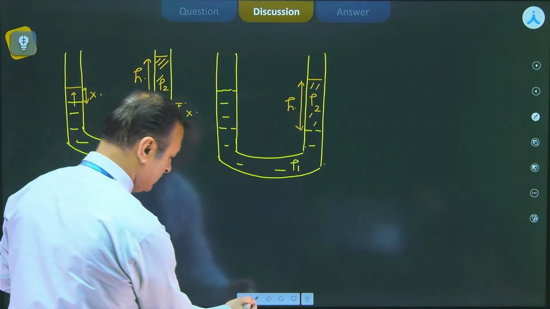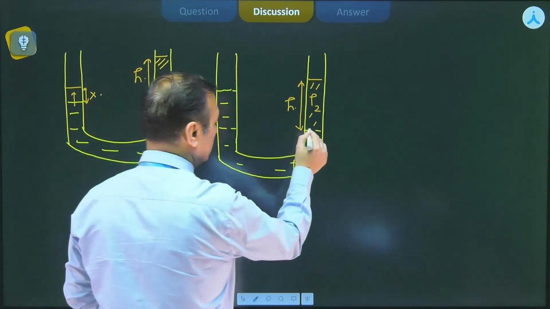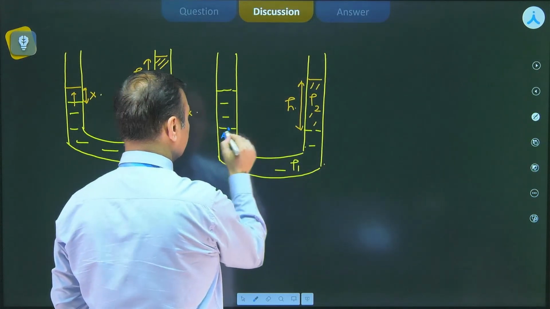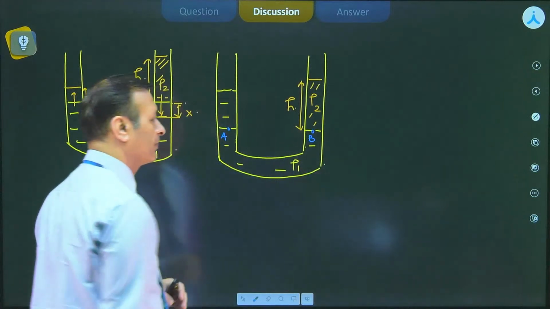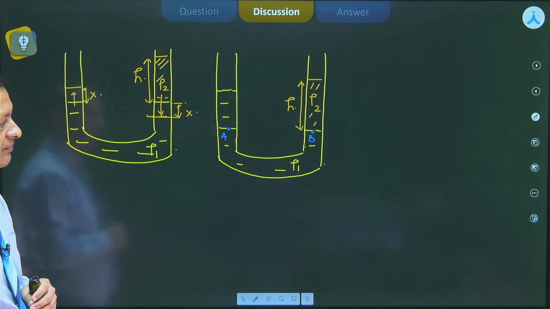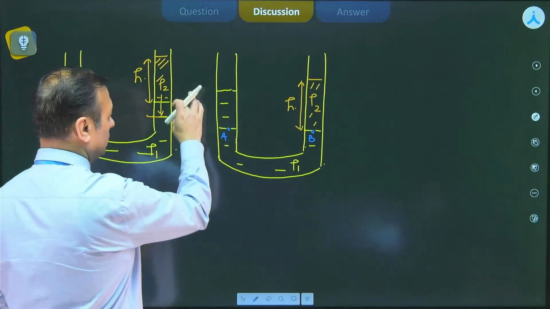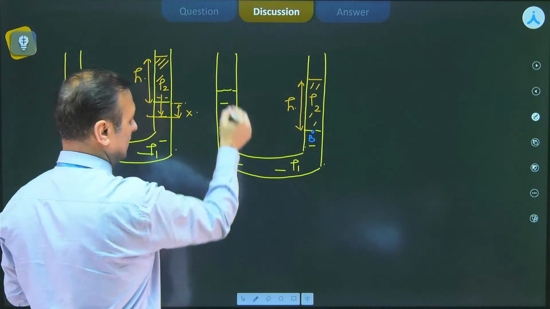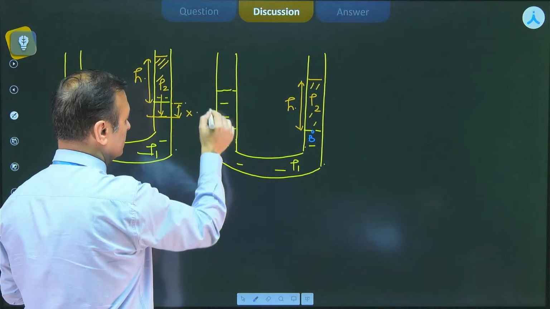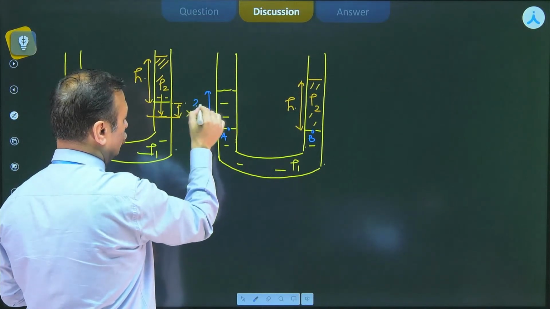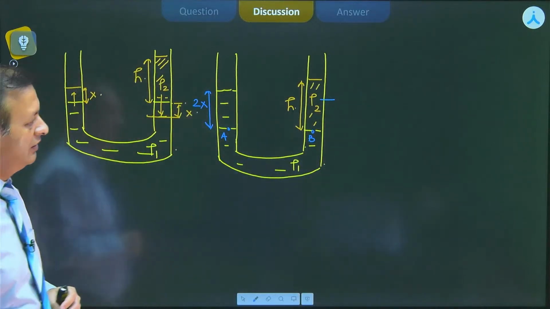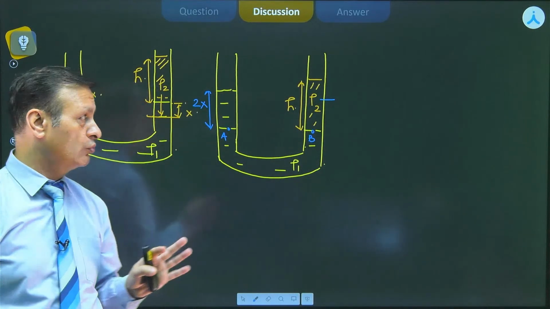Now, important point to be noted. Can you see these 2 points? If you look at these 2 points, it was lowered by value x, and it was increased by value x. So primarily this is 2x of the same liquid, and this is the height h of the liquid for the second liquid, rho 2.